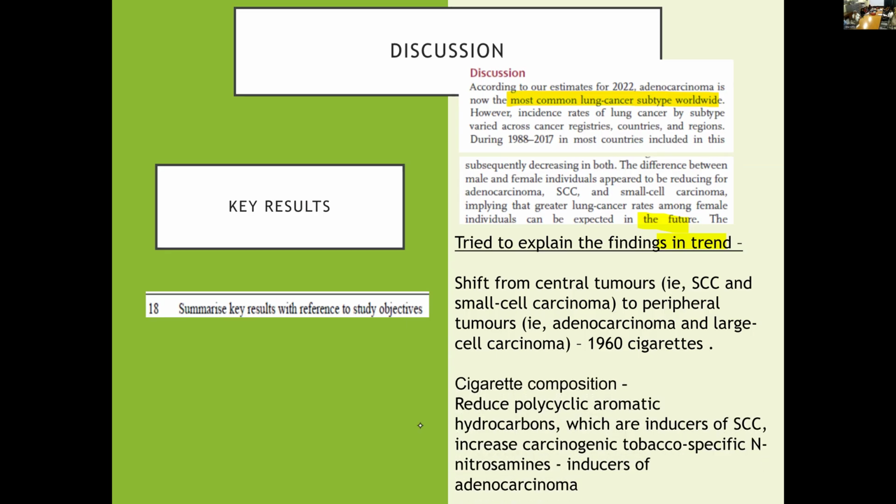They've also talked about how cigarette manufacturing has changed. Previously it had a lot of polycyclic aromatic hydrocarbons which produce squamous cell carcinoma, and that has come down. Nitrosamines, which are inducers of adenocarcinoma, are more in the current manufacturing. So they have calculated that could be one factor. They have done this based on the trend, and they have tried to explain all their findings and their trend.